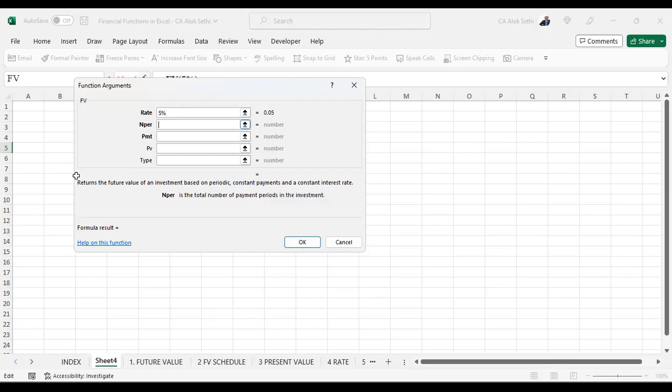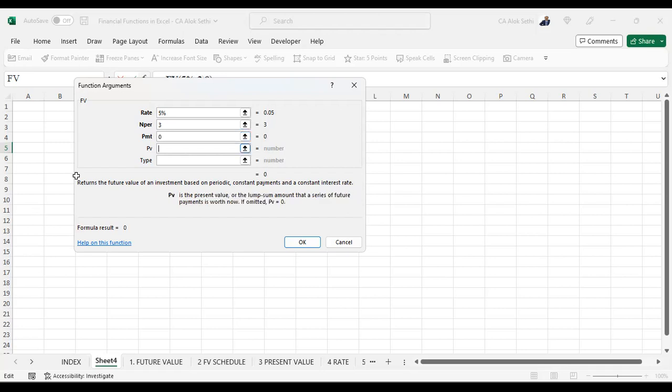NPER is the period, the time period. Okay, so when you click on this NPER, it represents what it is. So NPER is the total number of payment periods in the investment. So suppose you are investing it for 3 years. So we can write down 3 years. And PMT is the payment each period. It cannot change over the life of the investment. So suppose you invest every month, you do a SIP, or you are doing a recurring deposit, then every month, whatever investment you are doing, you have to write it here. But since we are investing in an FD, that is a one-time investment, we'll write a 0 over here.